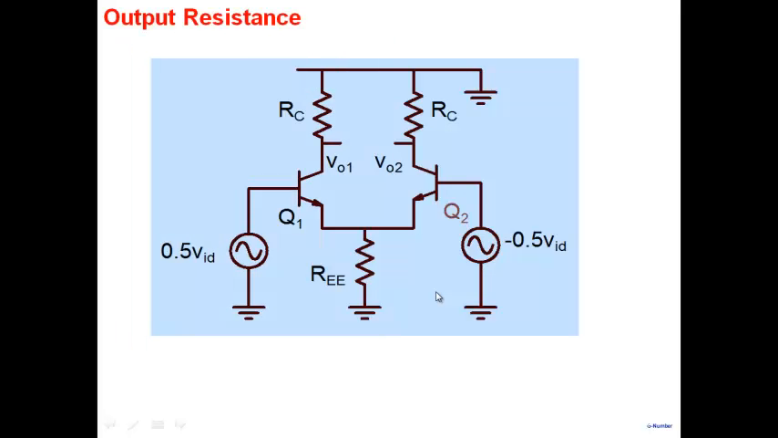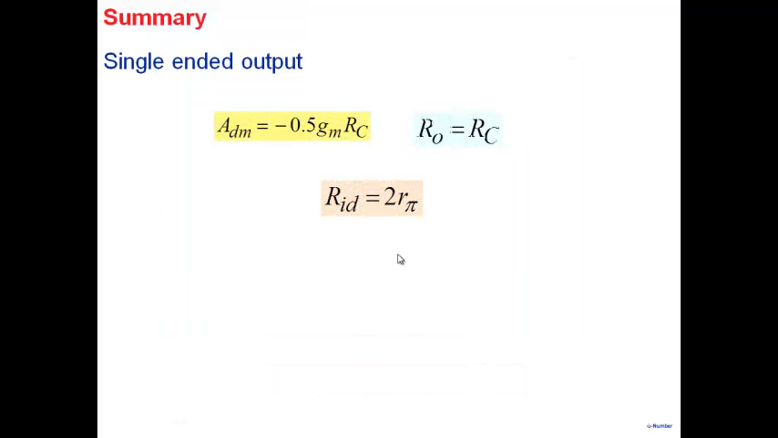Okay. All right. Output resistance. Well, the resistance looking from here, we know that if you look at resistance from here, resistance looking down is very large. Resistance looking up is only RC. So the output resistance is simply equal to RC, just like a common emitter amplifier. Okay. So we have determined the differential gain. We have determined differential input resistance. We have determined the output resistance here. And so that's the summary here. ADM is minus 0.5 GMRC, R0 is RC, RID is 2 R pi.